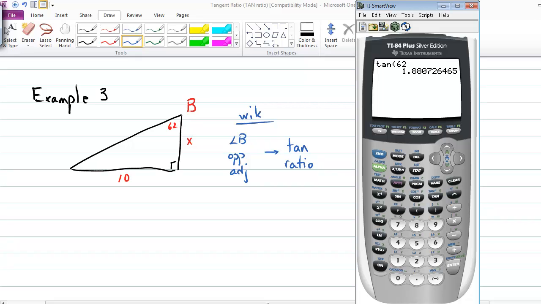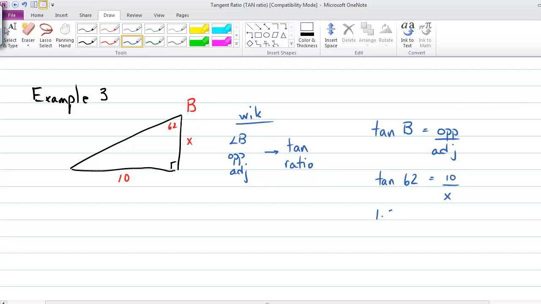So I'm going to round this to 4 decimal places. The tangent ratio of 62 degrees is equal to 1.8807. So 1.8807 is equal to 10 over x. And now we just go ahead and we solve this equation. And in order to solve this equation, we can clear the denominator, which means multiply both sides by x, and then solve the remaining. But I'll give you a little shortcut right now.